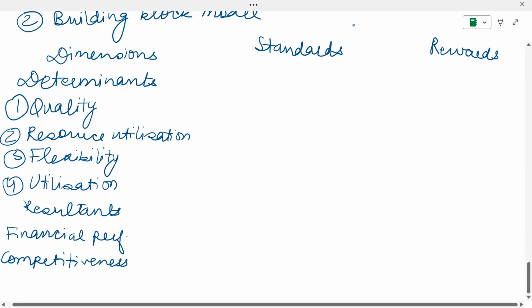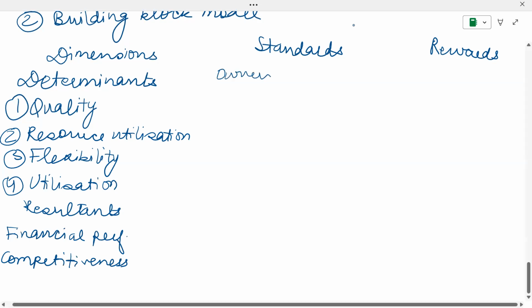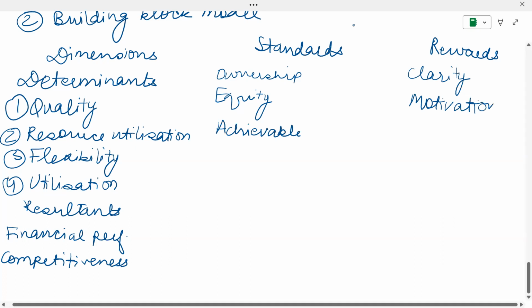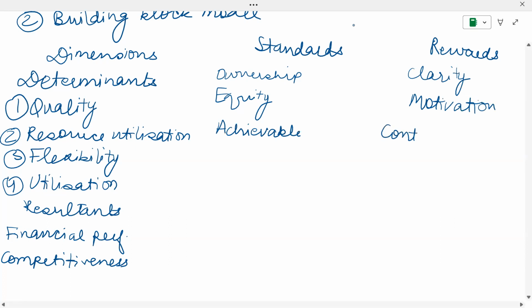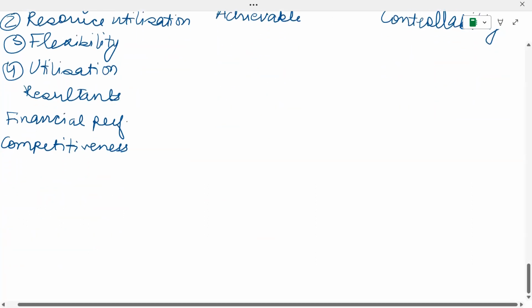Then when it comes to standards, standards are ownership, equity, and it should be achievable. Then talking about the rewards, there'll be clarity, there will be motivation, and there will be controllability. This is the building block model.